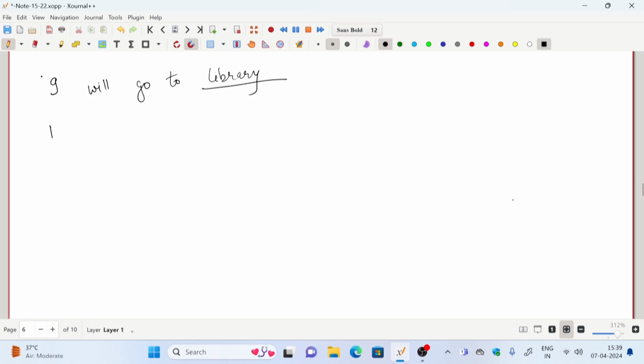Library in Japanese is toshokan. Watashi wa toshokan e ikimasu. Kanji for ikimasu. Watashi wa toshokan e ikimasu. Ikimasu is to go. Toshokan is library and watashi is the subject. I'll go to library. After that is called sore kara.